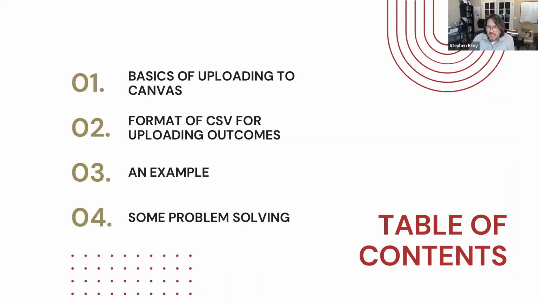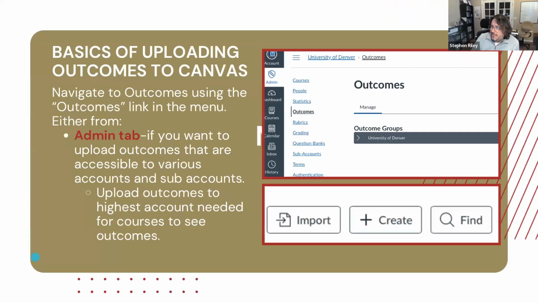Just some things we're going to try to cover today: some basics of uploading to Canvas, the format of the CSV file for uploading outcomes, and I'll share an example and some problem solving that I've at least figured out to this point. So I don't claim that it's everything to know.